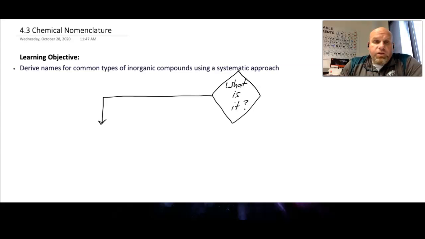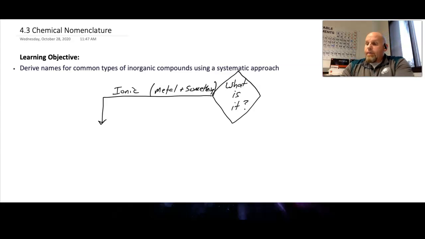Okay, so to the left here, the first type of compounds I'm going to talk about, the first set of rules, is for naming ionic compounds. Now we've talked a lot about this. How do I know I have an ionic compound? If I have a metal plus something. So if my formula starts with a metal, anything from the left of the staircase on the periodic table, I'm going to follow this distinct set of rules.